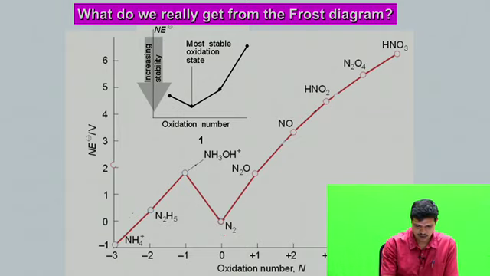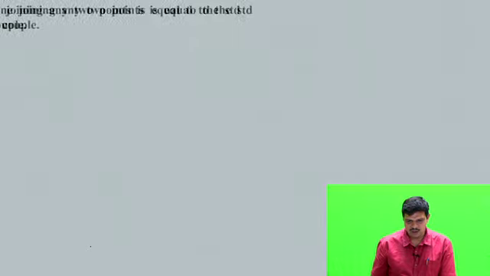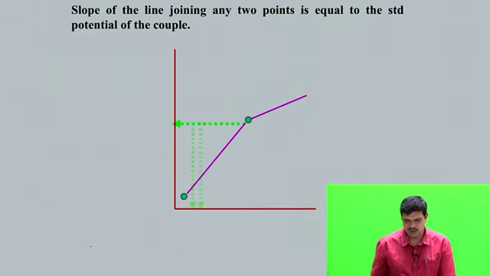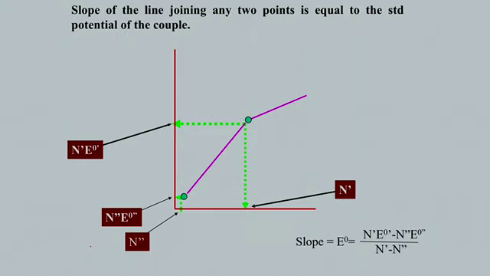As an example, here in acidic medium, you have to be careful, the -3 state, NH4⁺, is the stable form. Then you can calculate the E0 of the redox reaction of adjacent species just by calculating the slope, by joining the two points with a line.